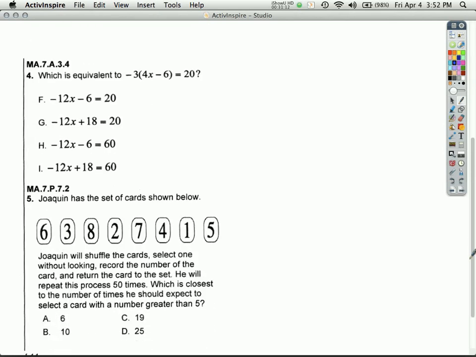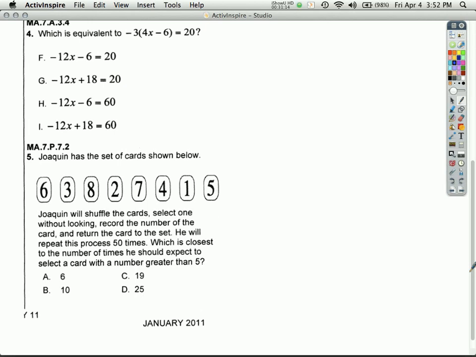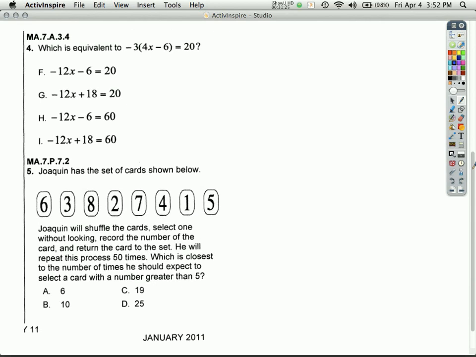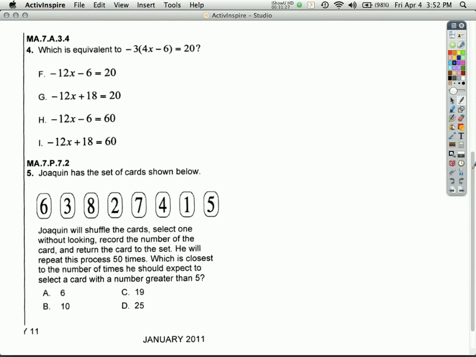Now, number 4. Let's see who was able to do this. Give me a thumbs up if you got number 4 correct. Good, good. I'm very proud of you if you did. Valerie, how did you get it correct? Okay, so the distributive property. Okay, how does the distributive property work? Because that was a big, big word you used. Okay, so see the negative 3? I do. Okay. Do negative 3 times 4x.